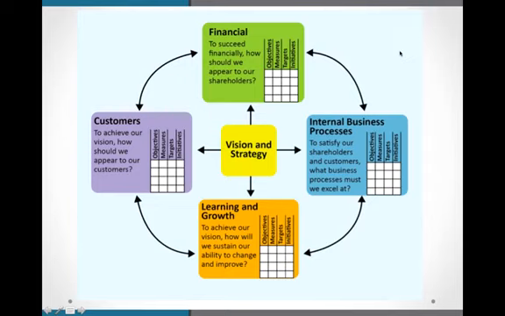But it's also important to note that you don't just do things financially. You do things to support your customer. You do things to build internal business processes. And you also do learning and growth activities to support your organization. So all of these things contribute to your vision and apply to your strategy. So it's important that when you're creating KPIs and creating strategies that you look outside of financial metrics to create success for your vision and strategy.